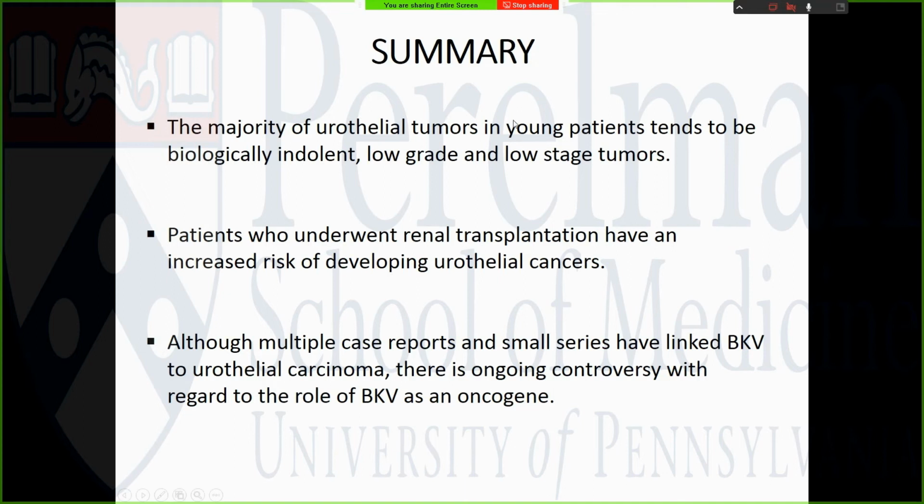So in summary, for that, we learned that this is more common. Urothelial neoplasms in young patients are very rare, and when they happen, it's usually low grade, low stage with good prognosis, and it's not what we saw in our case. And patients who undergo renal transplant have an increased risk to develop urothelial cancer, and there is still controversy and studies going on to reveal whether or not there is a link between BK and urothelial carcinoma, particularly in this subset of immunocompromised patients.